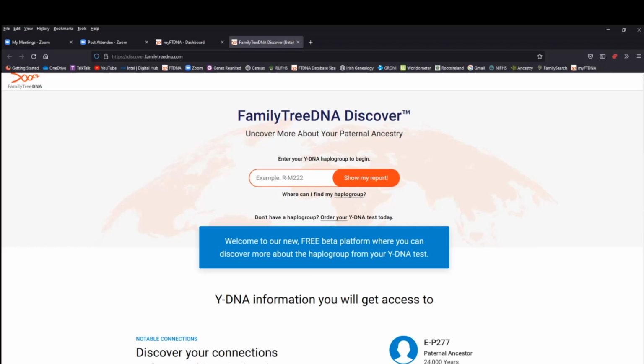So what I'm going to do here is put in a haplogroup that isn't my haplogroup as such, it's 3 or 4 above mine. I just thought I would put in this one because it's a wee bit easier to explore and to show you what it actually does. So I'm just going to put this one in here, BY159435. And all you do is put in the number and click show my report.